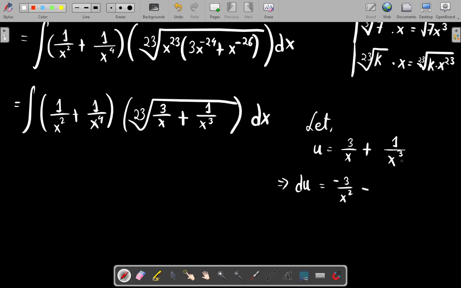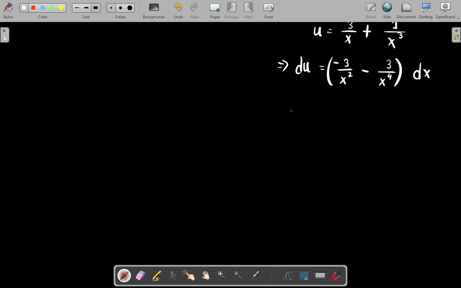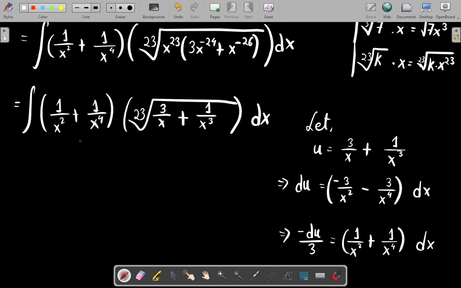Similarly, this is x to the power minus 3. So this will become minus 3 upon x to the power 4 whole thing dx, right? If I take a minus 3 common here and take it to this side, this will become minus du upon 3, and this will give me 1 upon x square plus 1 upon x to the power 4 times dx, right? So you see I've already got this part, this term and this dx term, while taking this as u.